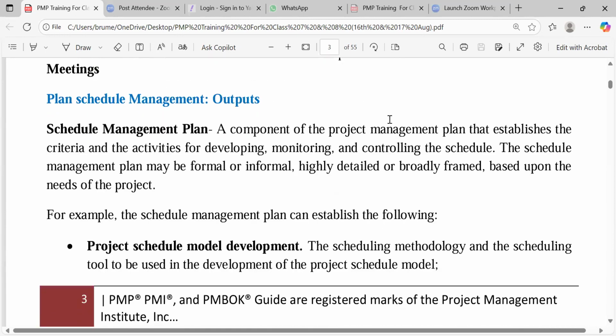And remember, we do this by holding meetings. But these meetings must be productive. These are not endless meetings. A project is a temporary endeavor, so everything you do must be temporary. You don't want to be there forever.